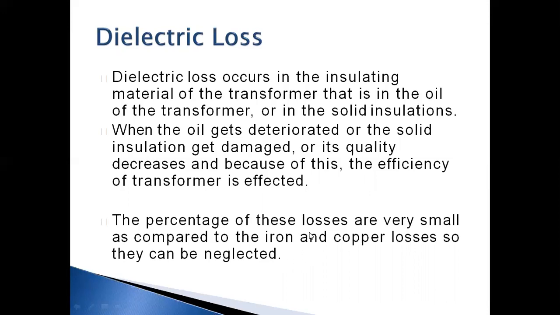The percentage of these losses is very small compared to the iron and copper losses, so they can easily be neglected. This is the general concept of the dielectric loss, which occurs in the insulating materials of the transformer, like the oil of the transformer or the solid insulation provided in the transformer.